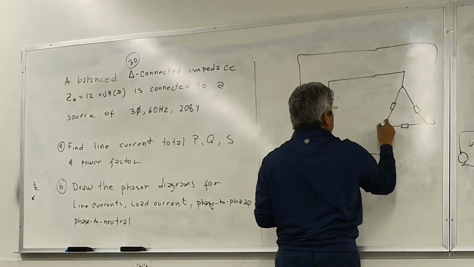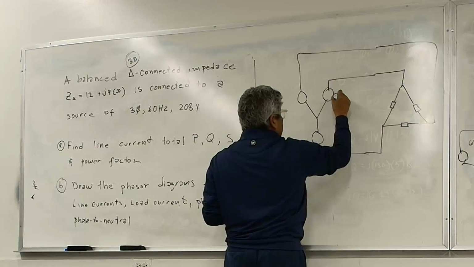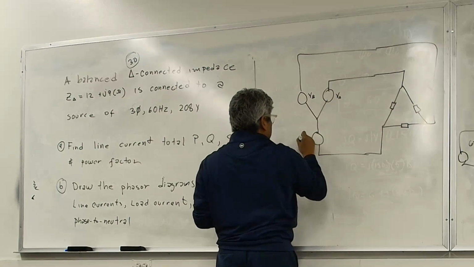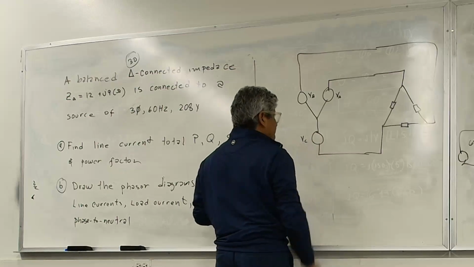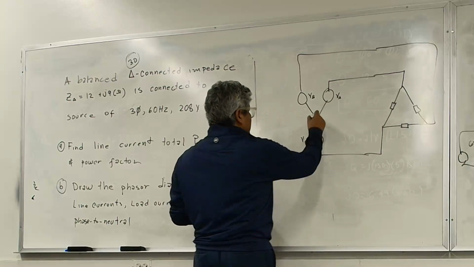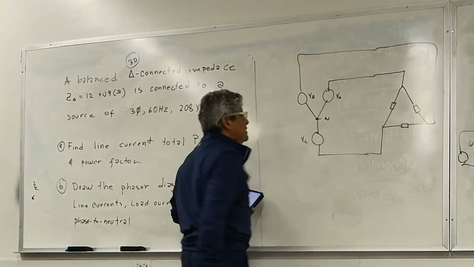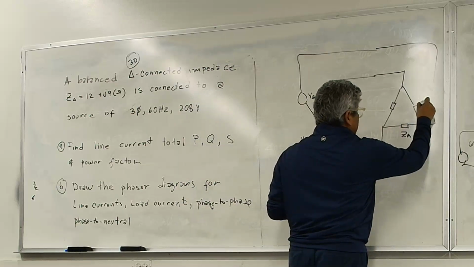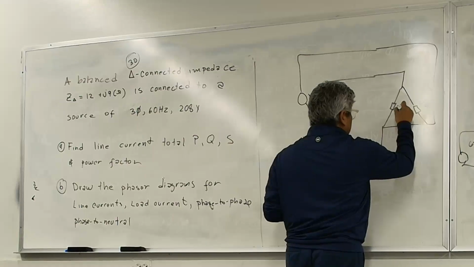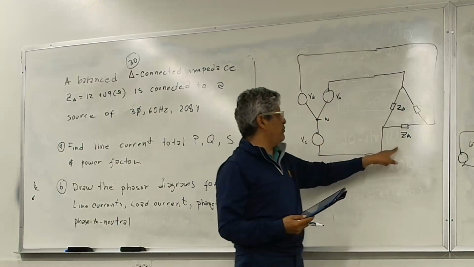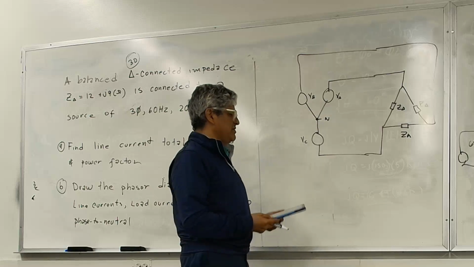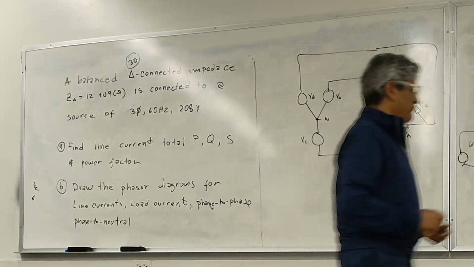I'm going to call these V_A, V_B, and V_C, and they have a neutral point right here, N. I'm going to call this Z delta, Z delta, Z delta. So it's a balanced system, meaning these impedances are the same. These voltages have the same magnitude, 120 degrees from each other.